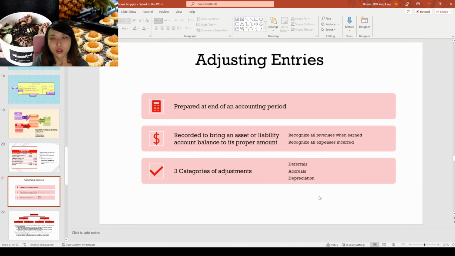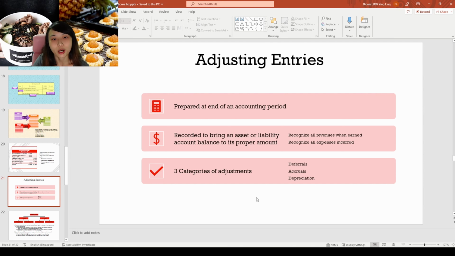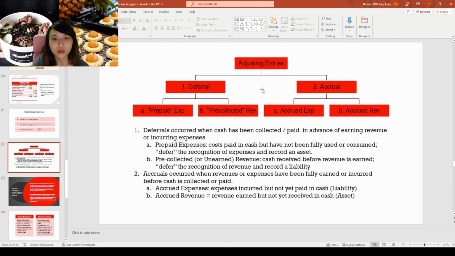So at the end of the period, you usually need to do some adjusting entries. Like I mentioned, they are prepared at the end of the accounting period. This is recorded to bring an asset or liability account balance to its proper amount, to recognize all revenues earned or all expenses incurred. There are 3 categories of adjustments: deferrals, accruals, or depreciation. Let's say you have certain assets, then definitely they will depreciate during the year, so you need to record their depreciation as well. Let me share with you the first adjusting entry, for deferral.